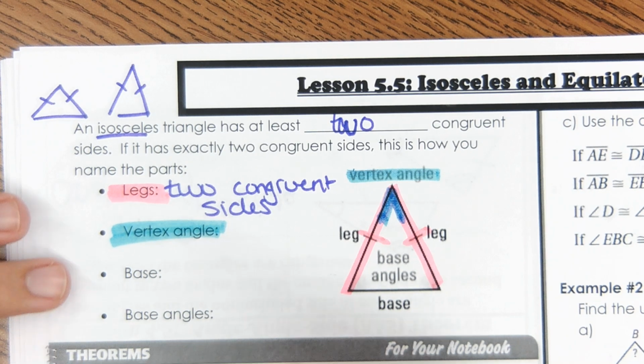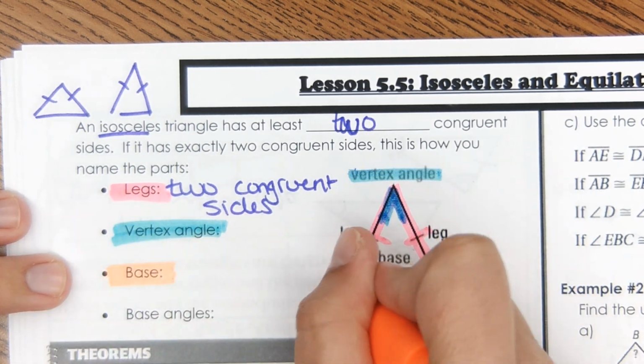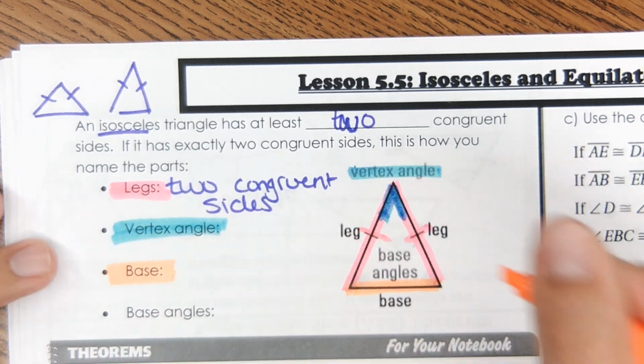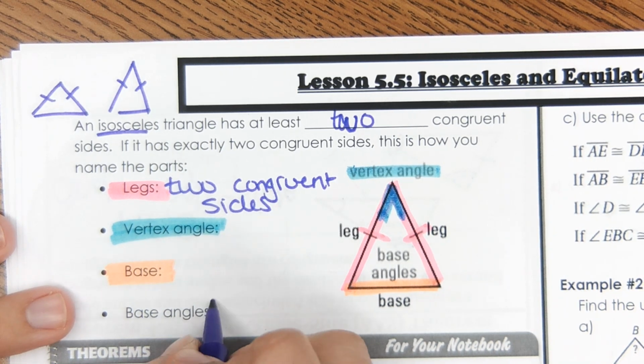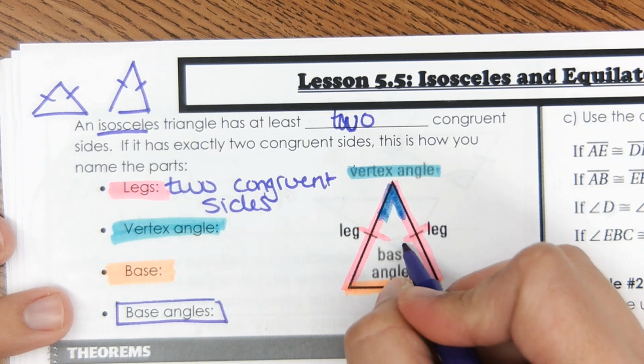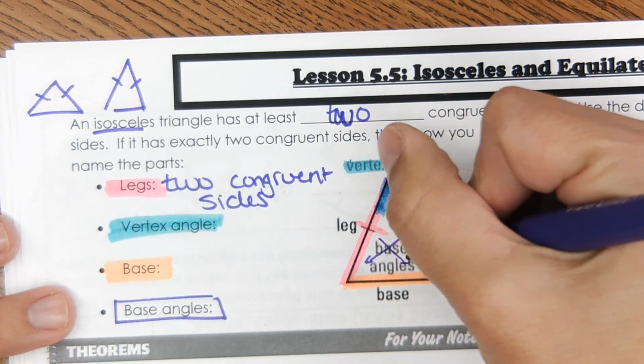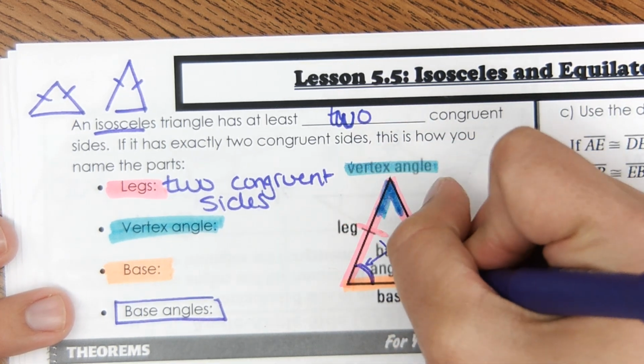And then we have the base of the triangle, which is the side that's a different length than the two congruent sides. And then we have base angles. Base angles are opposite the congruent sides, and they are the same measure. So base angles are congruent.